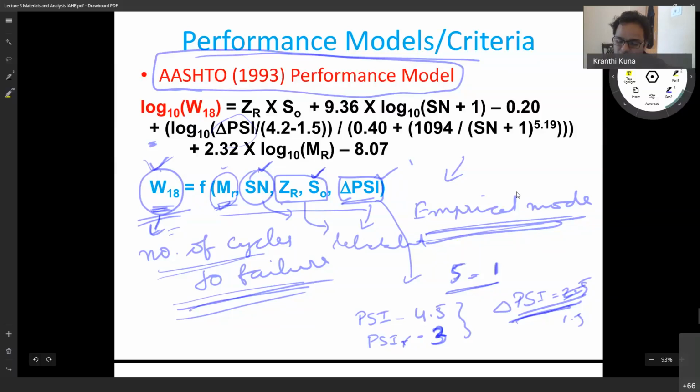If you increase the reliability for the same thickness, the W18 value will come down. So what is W18? The number of cycles to failure. But what does this 18 mean? It is the same as our standard axle. Our standard axle we talk about in terms of 80 kilonewton, isn't it? But for them, the standard axle is 18 kips, which is pounds in thousands.